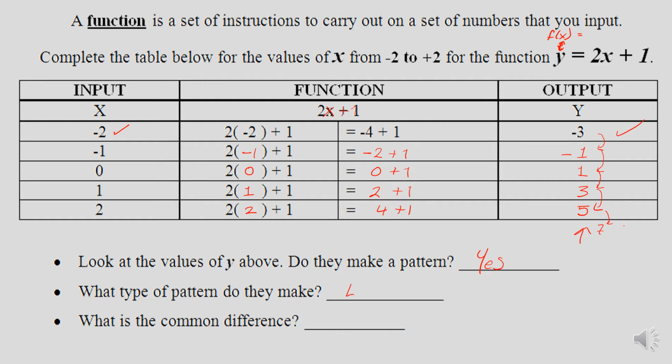Well, we learned when we studied patterns that this is a linear, or if you like, arithmetic pattern. Okay, because they are rising by equal amounts each time. Each time we increase the input by 1, we are increasing the output by 2. So each time we're going up by +2. And what is the common difference of this pattern? Well, we've just said it, it's +2.